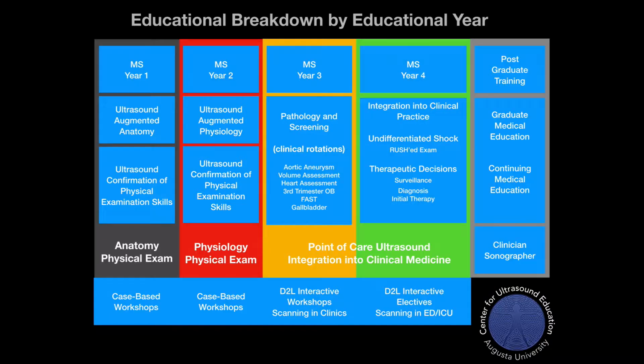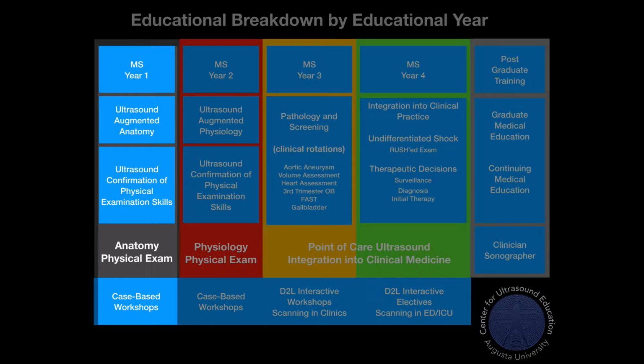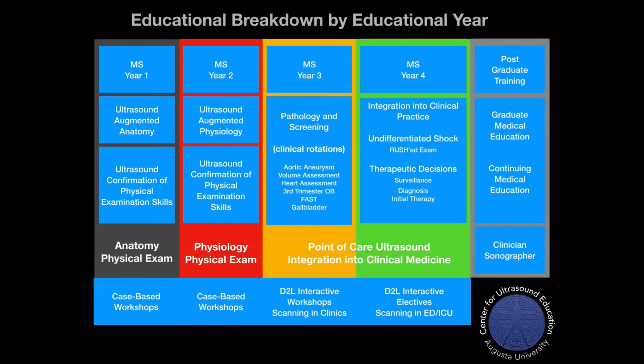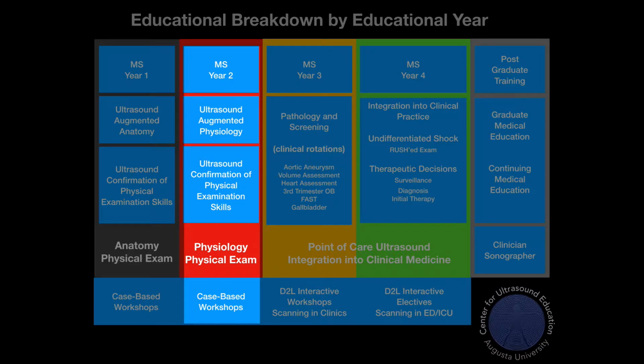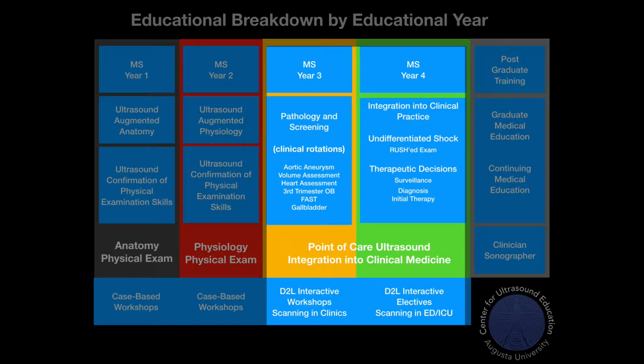So this is how we break down the 4 years. In the first year, we taught you physical exam skills using ultrasound to help you see anatomy, that relationship anatomy. This year, we're doing ultrasound augmented physiology visualization. Next year is even better, right? You're going to be out in the clinics with preceptors, and you're going to be using ultrasound to actually make diagnoses, okay? So you're going to apply what we're teaching you and see it really in action.